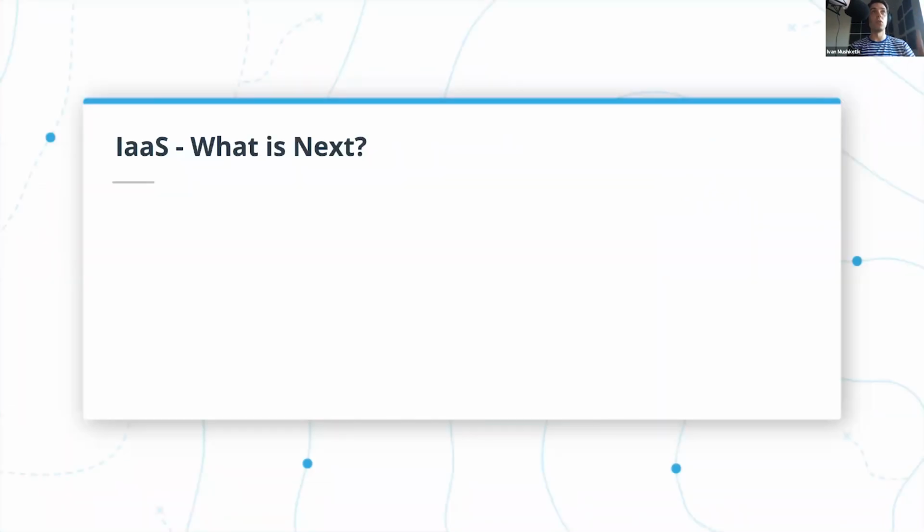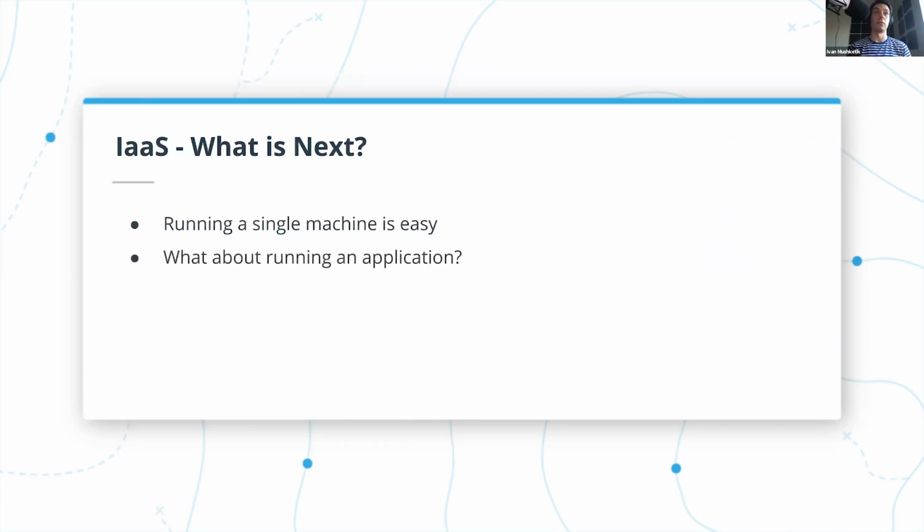Now, we've covered what is infrastructure as a service, and with infrastructure as a service, running a single machine is now easy. But what about running an application that should run on multiple machines? And also, what about running an application that consists of microservices?